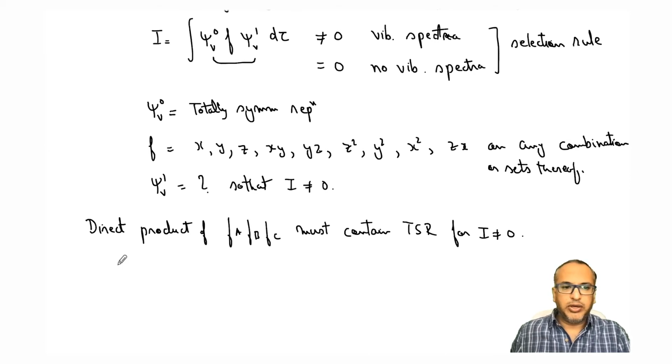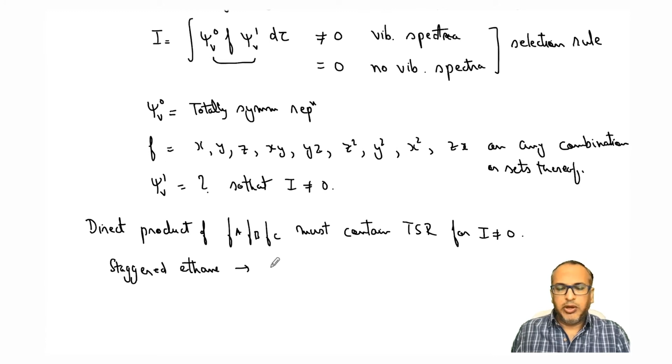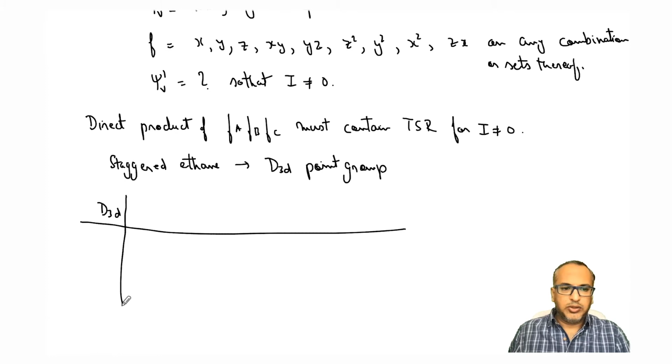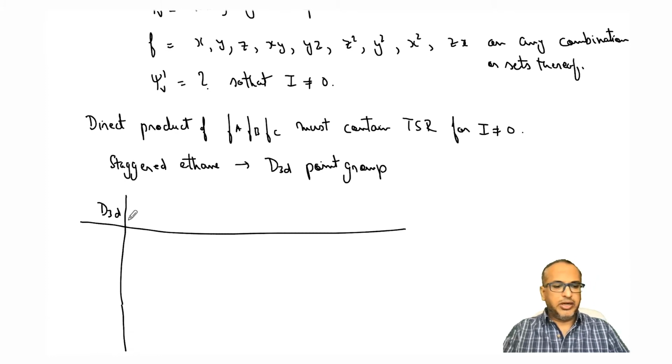The first point group is for staggered ethane. We must know what the point group of that is. Staggered ethane belongs to the D3d point group. Again, we have discussed this, so I'm not going to discuss it again. Now let's try to find out the character table of D3d. We'll see what we have to read out of the character table. So I'll just write down the character table of D3d.